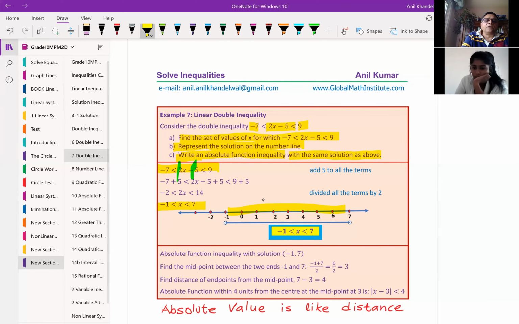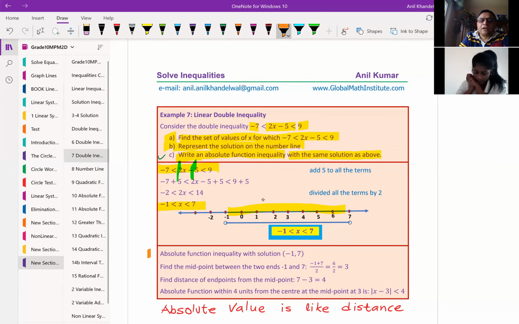So we have done part 1 and part 2. Part 2 was the number line, which we have done here, clearly shown. Now we have to look into the absolute function part. Write an absolute function inequality with the same solution as the above. Now here are very important steps to go through and understand how we write an absolute function inequality from the given solution, right? So, Amy, the first part is clear to you? Yeah. Okay. Now let's understand the steps involved in writing an absolute function for the given solution.